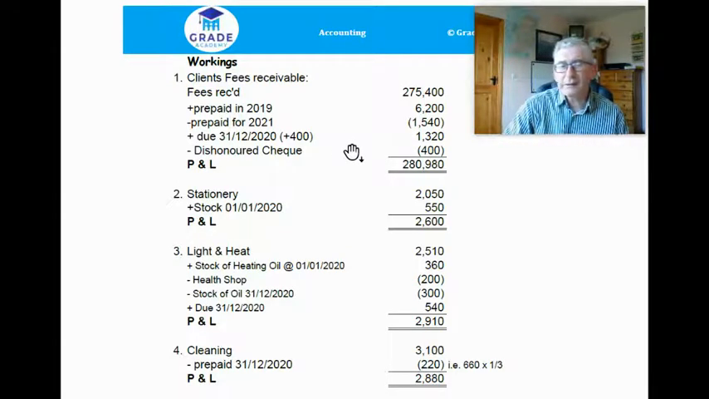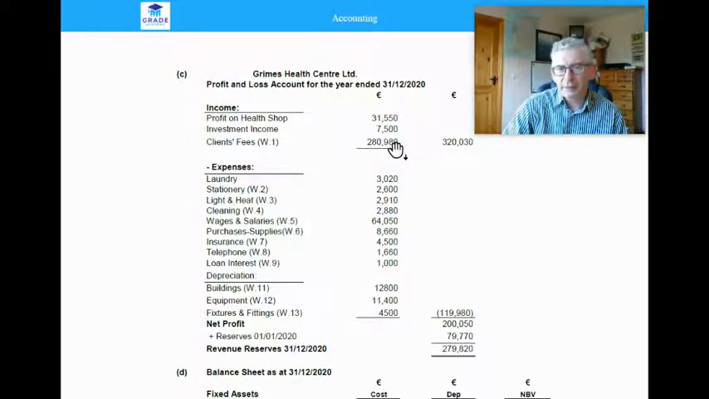Now, the interesting thing here is that there was 920 due at the end of the year, we were told, but that did not take account of the 400 dishonored check. So the 920 plus the 400 means there's actually 1,320 due to us at the end of the year. However, instead of having received 275,400, we've received 400 less. So really, this 400 and this 400 are cancelling each other out to a certain extent. And the income figure in the profit and loss account is 280,980. And there you have it.